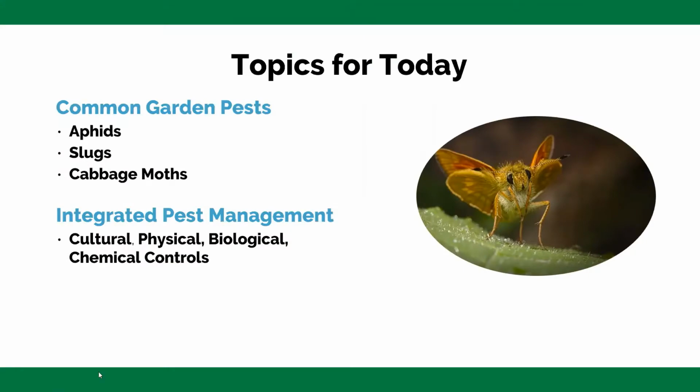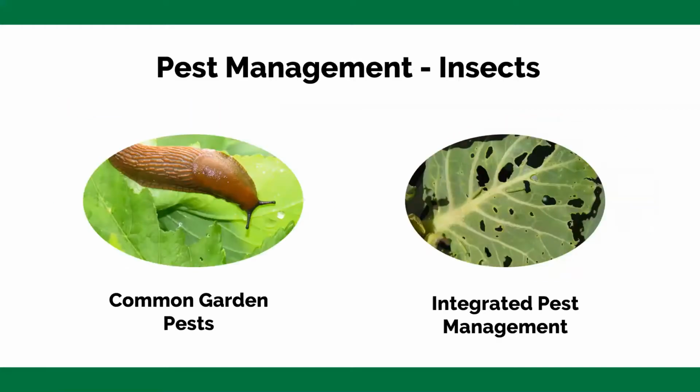So today we're going to be looking at something called integrated pest management. First, we'll talk a little bit about some very common garden pests that I'm sure many of you will have dealt with if you've been gardening at all. These are going to be your aphids and slugs and then cabbage moths. And then next we'll go into what integrated pest management is. So we'll talk about the differences between cultural, physical, biological, and chemical controls. First up, we'll talk a little bit about some common garden pests. In this first video, you'll get a good look at what an infestation of aphids looks like.